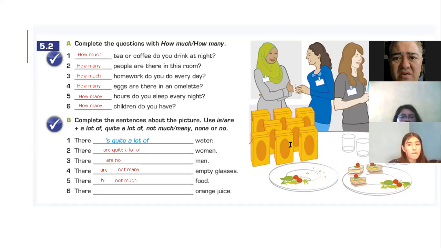There are... orange juice. Can you count juice? The boxes? Well, you can count the boxes or the cartons, but you can't count juice. And here it says juice. So remember, with uncountable, I'm going to use is. So there is.